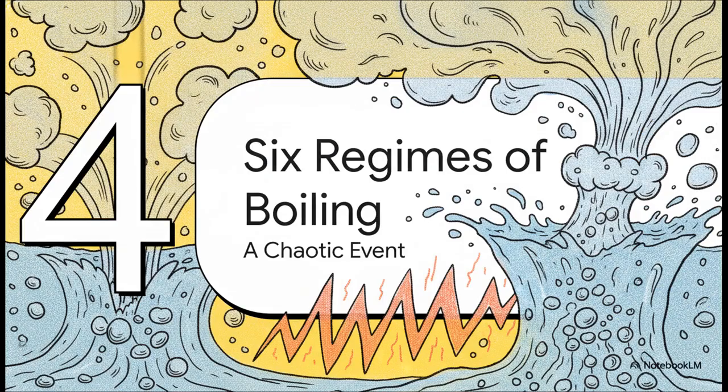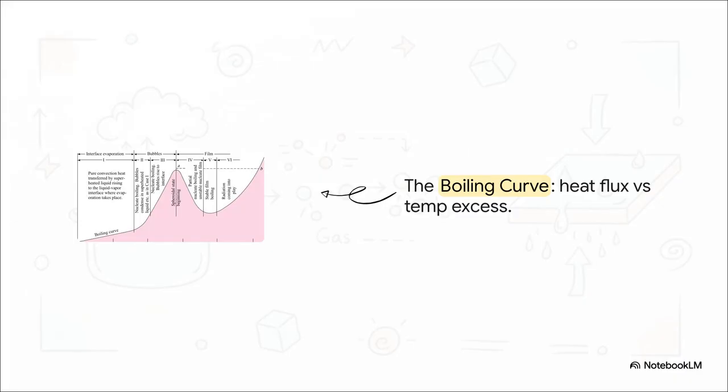Section 4. The 6 regimes of boiling. All right, shifting gears from a cooling vapor to a liquid violently heated above its saturation temperature. And this isn't just a simple single-stage event.